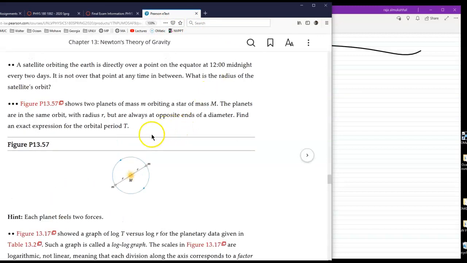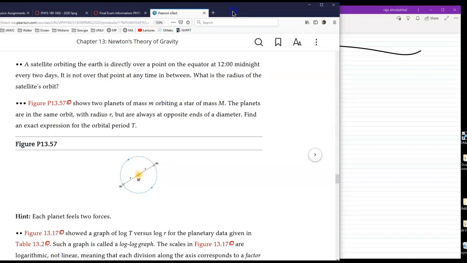Okay. So he says the figure shows two planets of mass M orbiting a star of mass big M. So you got the star right here, and you got those two binary systems moving around. The planets are in the same orbit with radius r, but are always at opposite ends of a diameter. Find an exact expression for the period. Now, that's a toughy one. I agree. That's kind of a toughy problem.